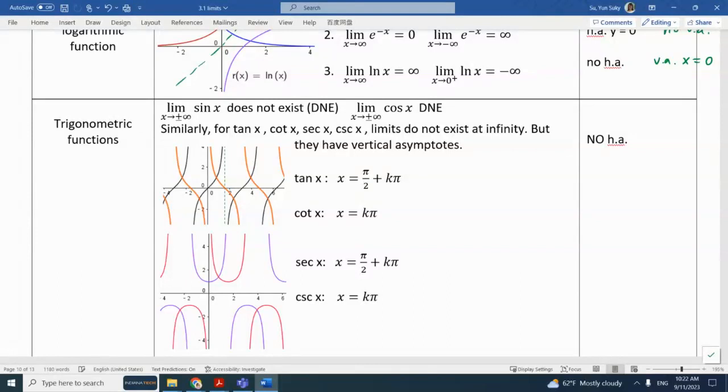And tangent is a lot of copies of this, cotangent, a lot of copies of those, right? And we have vertical asymptotes. So we don't have any horizontal asymptotes. The limit at infinity just does not exist. Okay? Similarly with secant and cosecant. So up, down, right? Then they have vertical asymptotes. So when you draw the picture, then you can figure out the vertical asymptotes. Okay, everybody? All right.